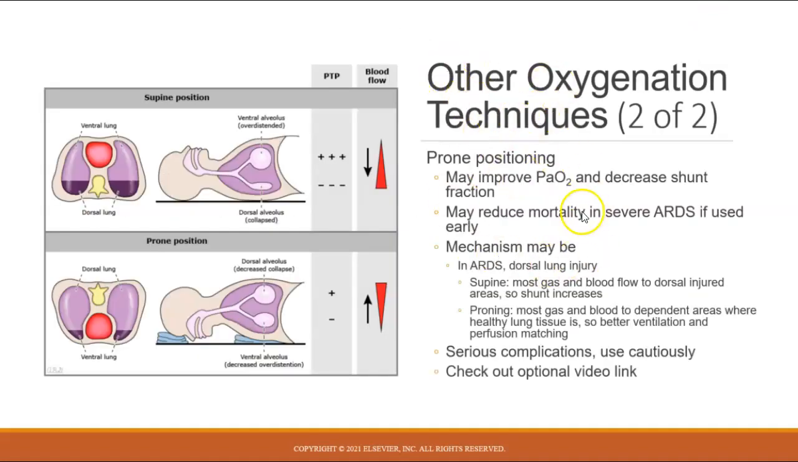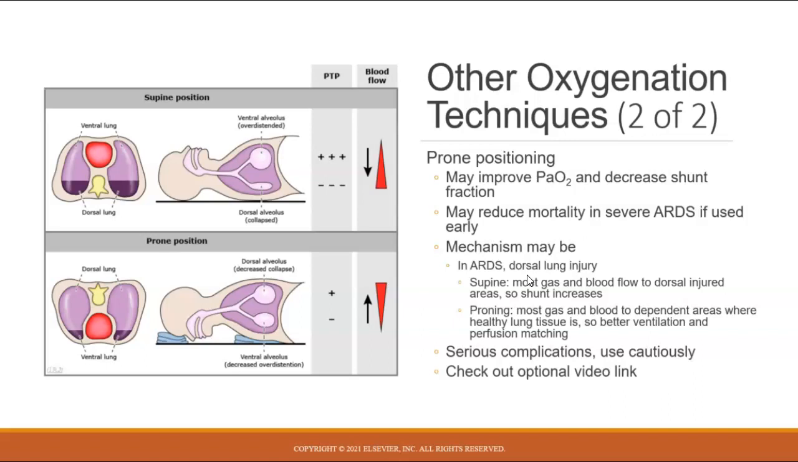So, finally, the last thing that we talk about when we're talking about oxygenation techniques is prone positioning. Many of you have probably done prone positioning before. This has had a revitalization of usage since COVID. Prone positioning has been proven to increase your PaO2 levels and decrease shunt fractions. It also helps reduce mortality in severe ARDS patients. It's one of the few things that has been proven to be beneficial to ARDS patients.